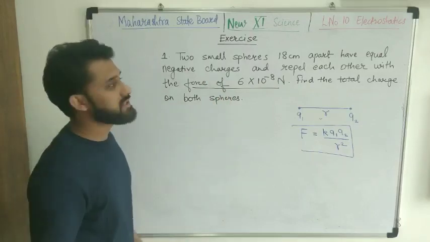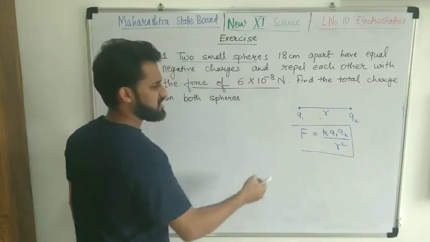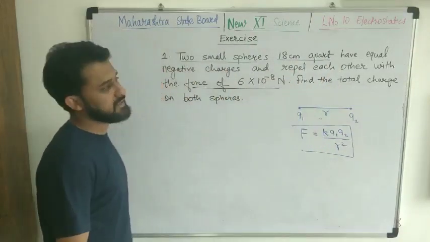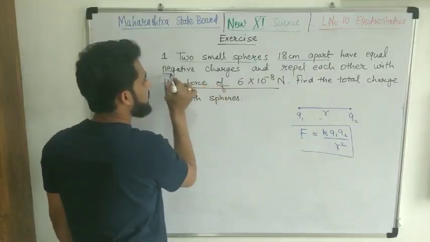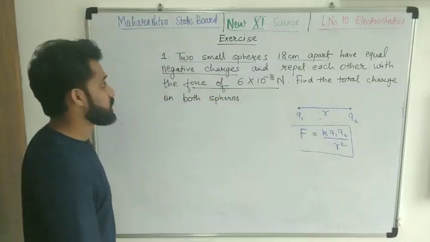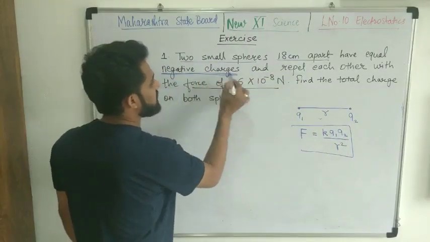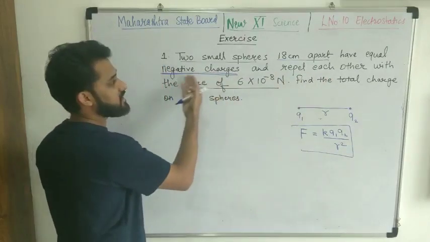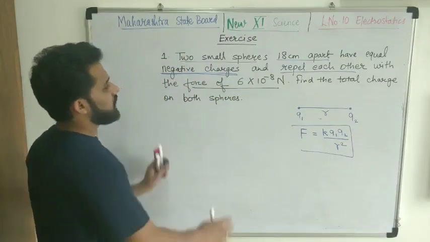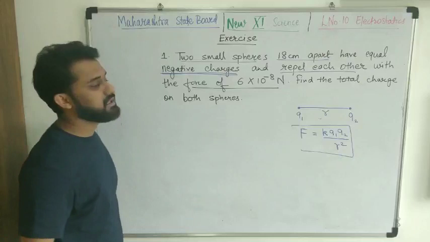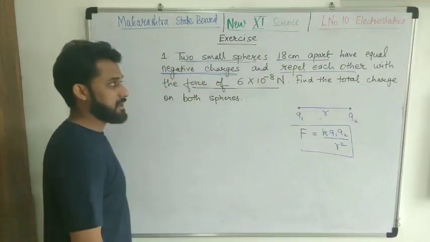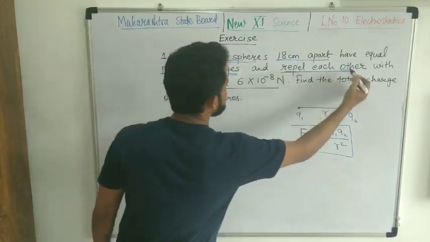And in this question, it is clearly mentioned there are two small spheres which we can treat as point charges, and the distance between them is given as 18 centimeters. They have equal negative charges, but whether it is positive or negative will not make any difference in the formula. Obviously, if both of them have negative charges, they will repel each other. So when you read the question, you should just look at the important words and terms in the question. In this question it is clearly given there are two small spheres separated by 18 centimeters, they have negative charges and they repel each other with a force.